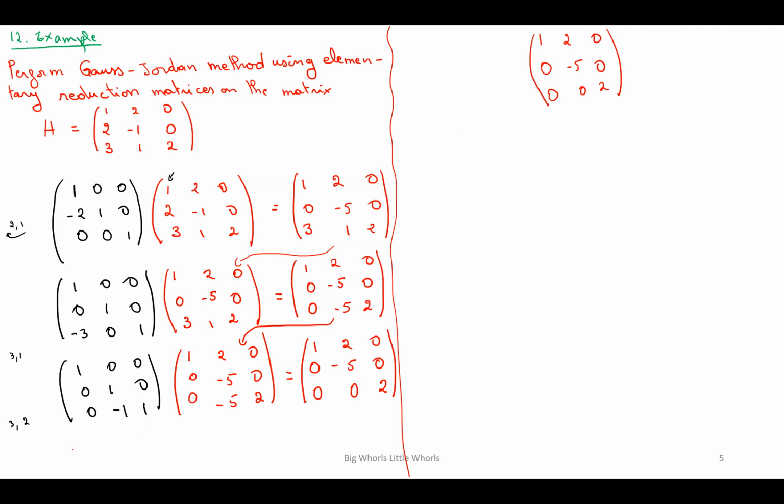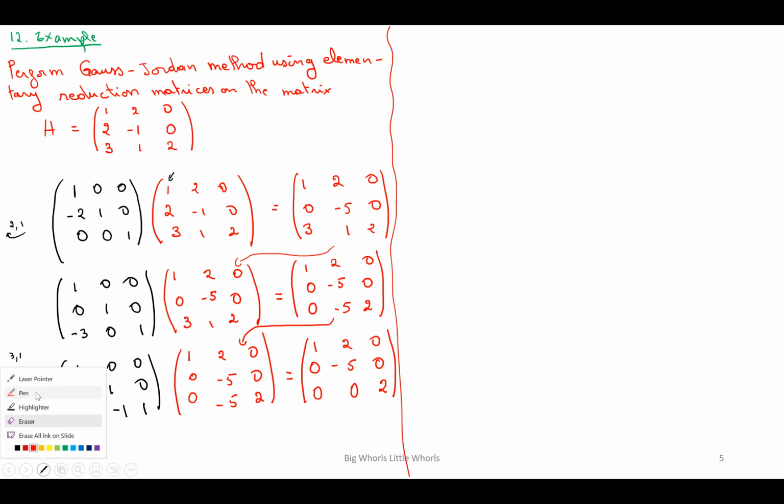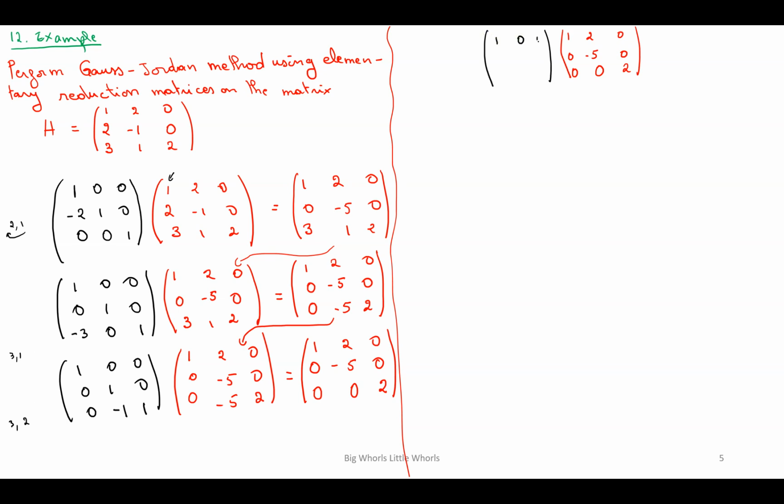Maybe that's too big because I want to save space, I want to have enough space in this one slide. So our result is 1 2 0, 0 -5 0, and 0 0 2. Let's write our identity matrix here first, and we will change it: 0 0 1.